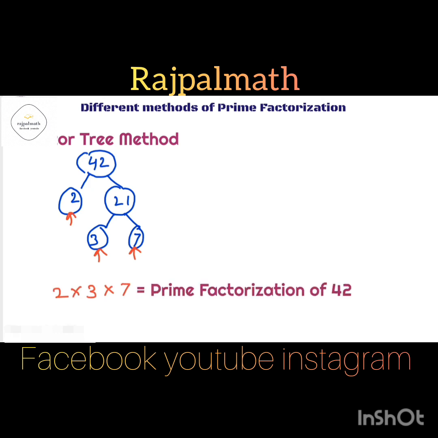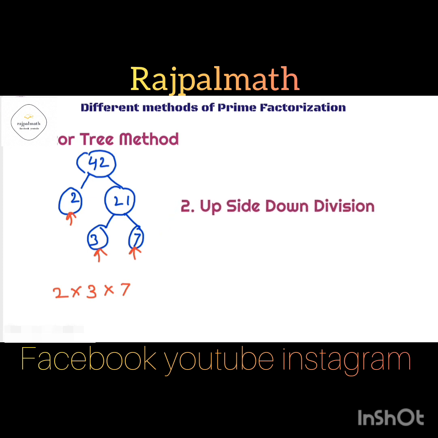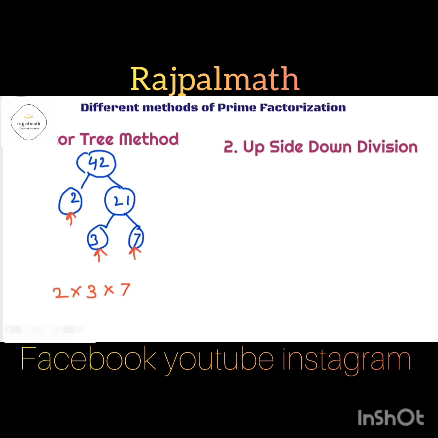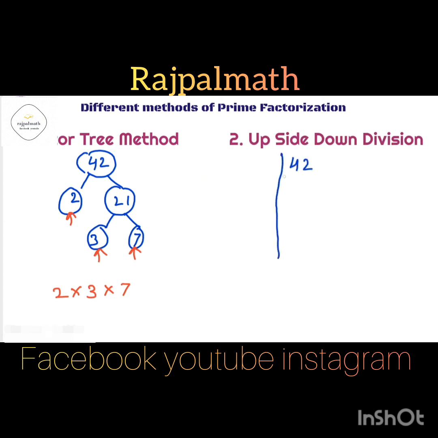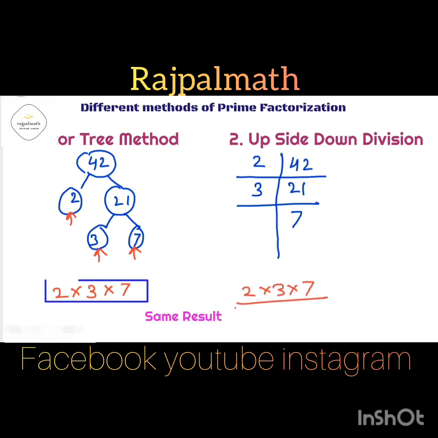Now let's understand the other method. The other method for prime factorization is called the upside down division method. In this method, we perform division of the number from top to bottom. You can see number 42 has two factors, 2 into 21. We further factorize 21 as 3 into 7. Now we have our prime factors, 2 into 3 into 7. You can use either method to find the prime factors of a number. The upside down method can save more space and time when factorizing a larger number.